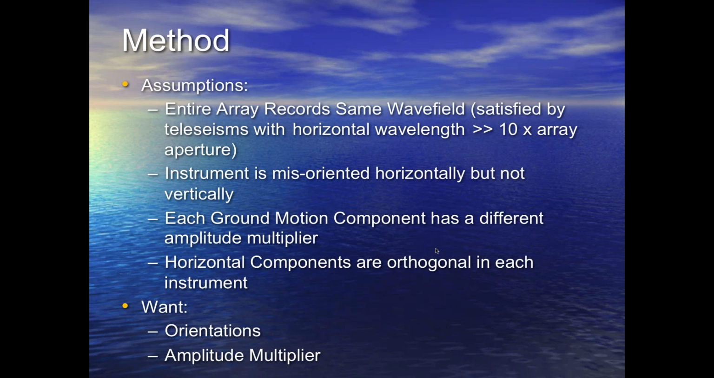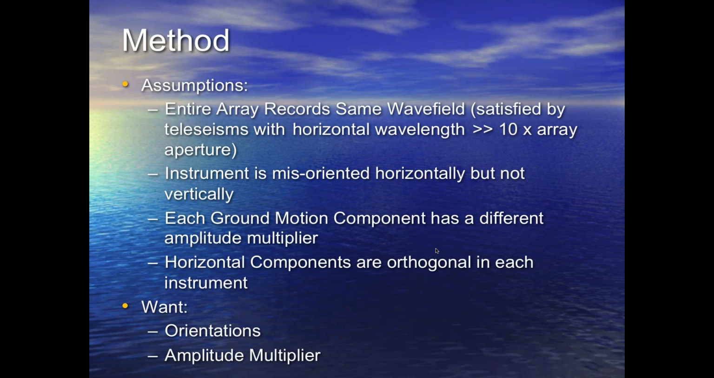So here is the method. The assumptions are sort of stringent. I'm looking for a gain for each component. And so what I'm going to assume is that I have a very small array, that the entire array records the same wave field. And this is actually satisfied quite nicely with a teleseism, long period teleseisms with horizontal wavelengths that are greater than 10 times the array aperture.